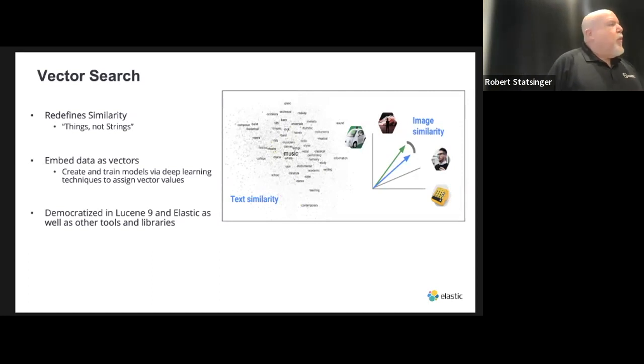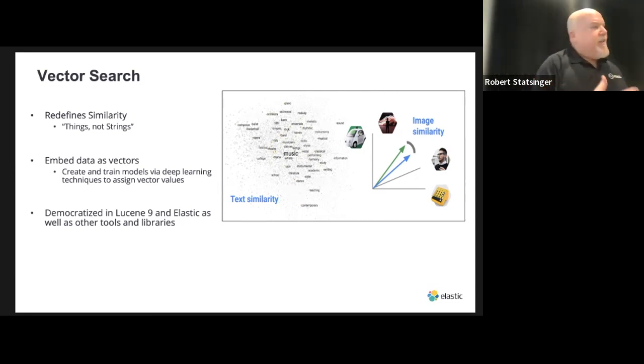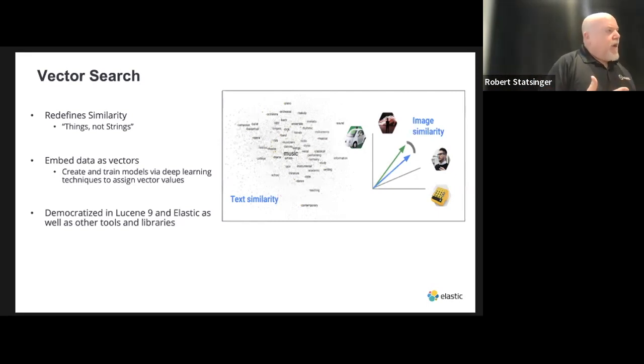And, you know, there's a wide variety of ways to develop and train these models to generate vector spaces that model representations in the data. And the good news here is that these techniques are becoming ever more democratized. It used to be that you really had to be a specialist in machine learning to do a lot of this kind of stuff. But in Lucene 9 and in Elastic 8, anybody who has a basic working knowledge of a platform can start to take advantage of vector search.